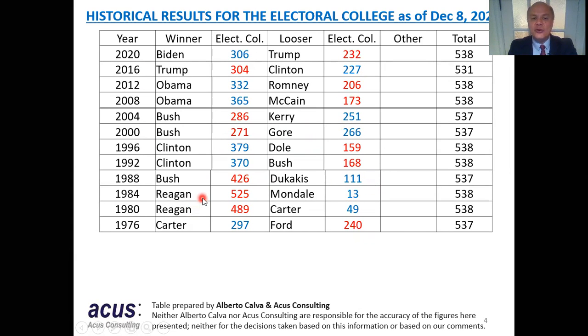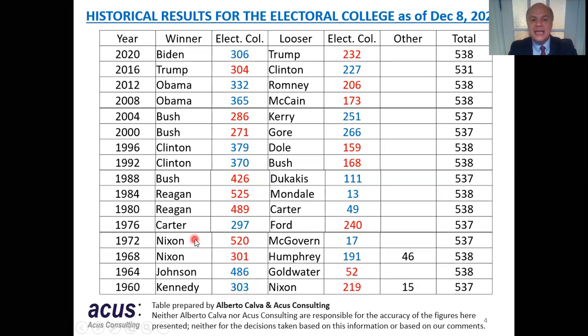In 1984 and previously 1980, Ronald Reagan won with 525 votes, which in this history is the largest number of votes in the Electoral College, 525, and previously with 489 votes against Mondale and Jimmy Carter. In 1976, Jimmy Carter had won with 297 votes from the Electoral College against 240 from Ford.